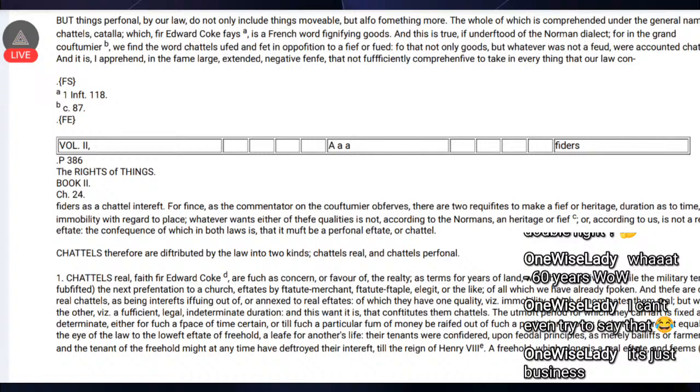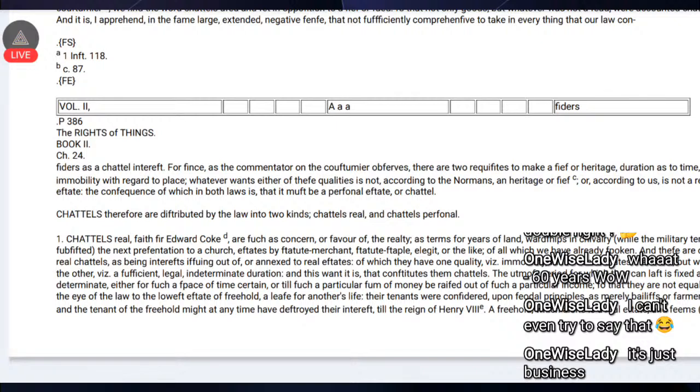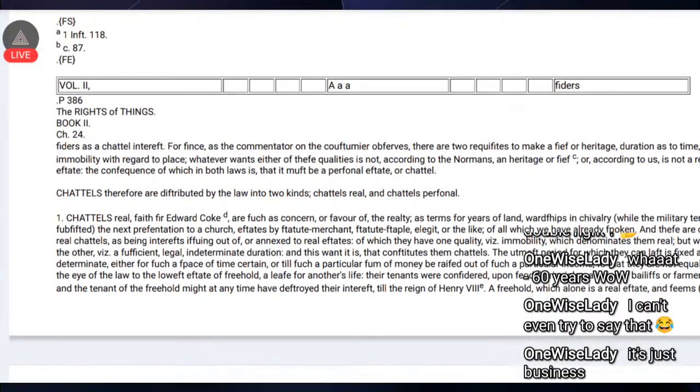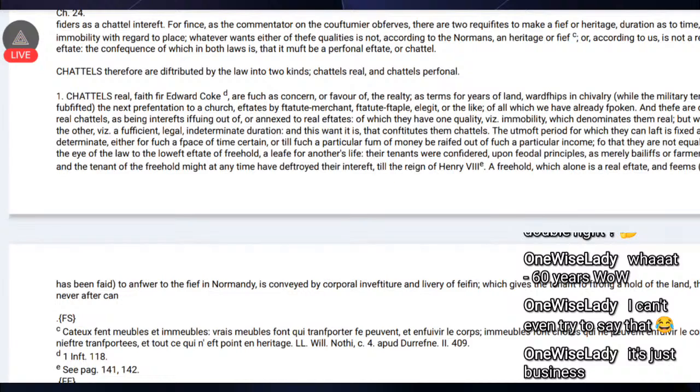And it is, I apprehend, in the same large, extended negative sense, though not sufficiently comprehensive to take in everything that our law considers as a chattel interest. For since, as the commentator on the Coutumier observes, there are two requisites to make a fief or heritage, duration as to time, and immobility with regard to place, whatever wants either of these qualities is not, according to the Normans, an heritage or fief, or according to us, is not a real estate. The consequence of which, in both laws, is that it must be a personal estate or chattel.